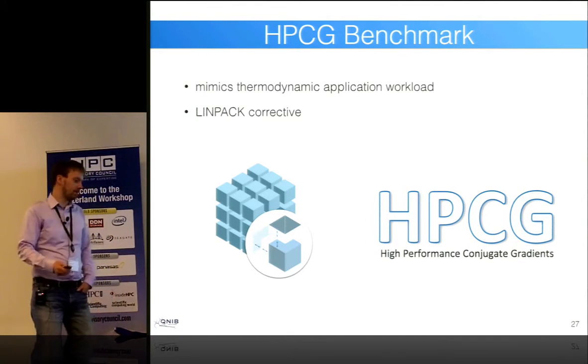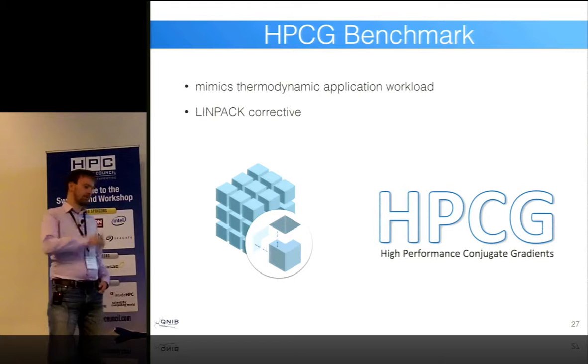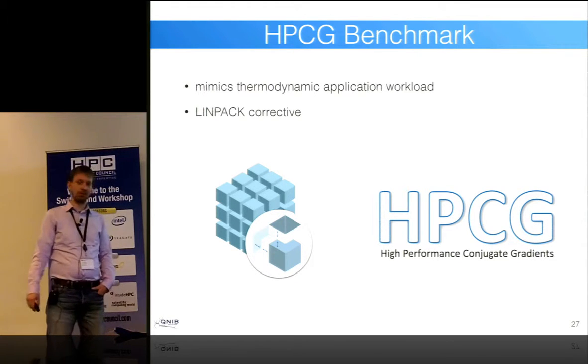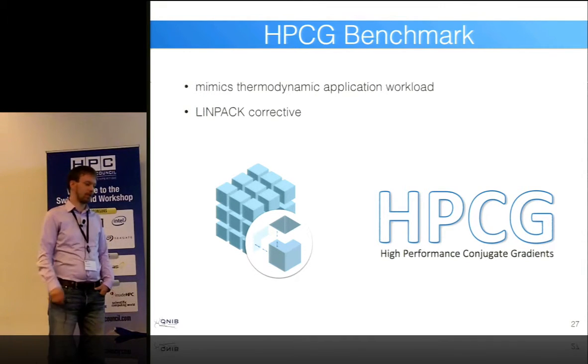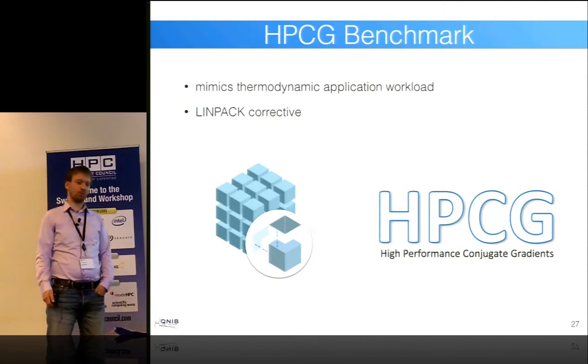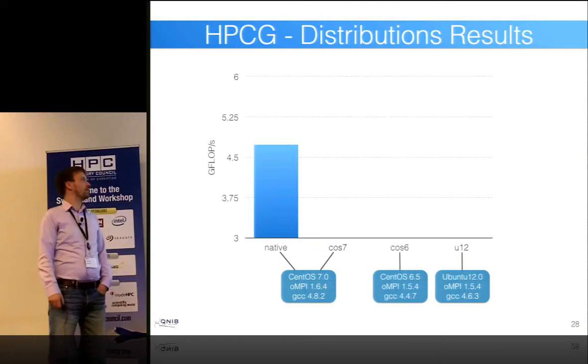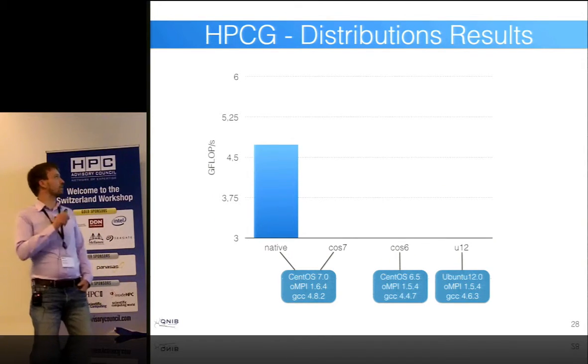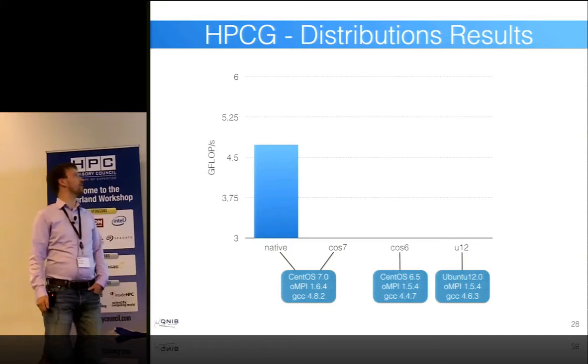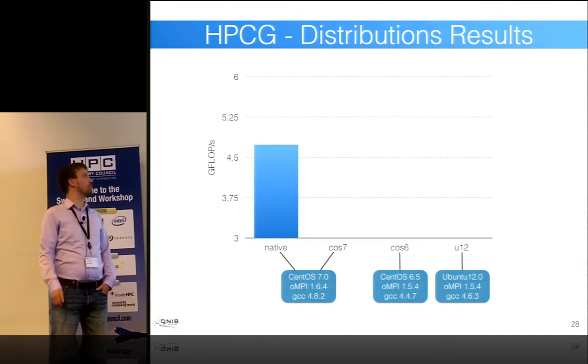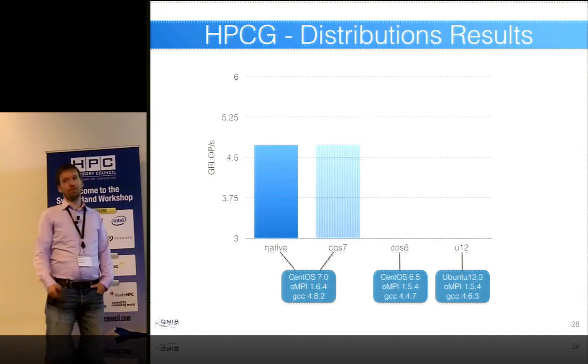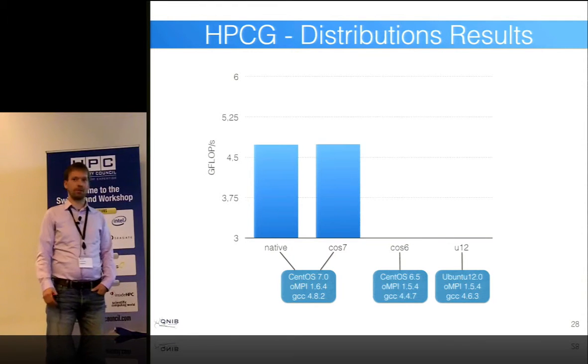But this was not the only benchmark. Actually, the main benchmark I did was an HPCG benchmark, which mimics a thermodynamic workflow and more real-world applications. It's kind of a Linpack corrective for more real user workloads. When I did this on the native installation, I got 4.6 or so gigaflops per second. And I got the same basic result with the CentOS 7 containers.